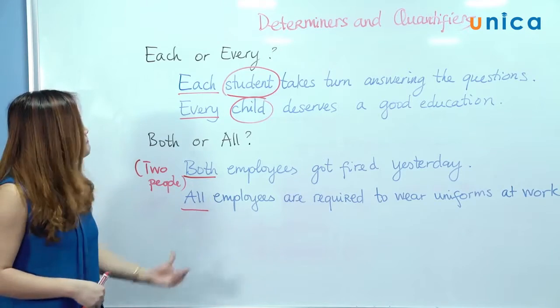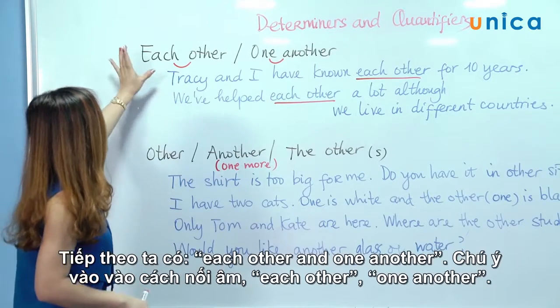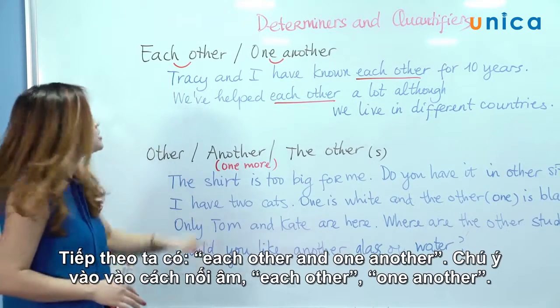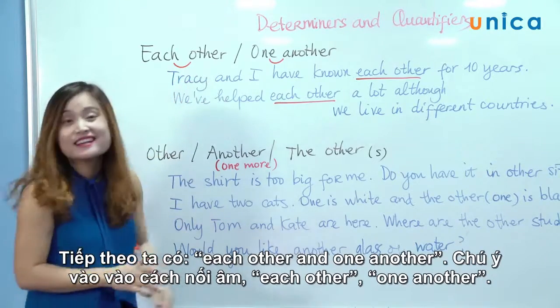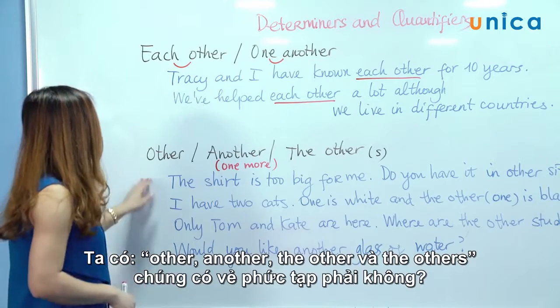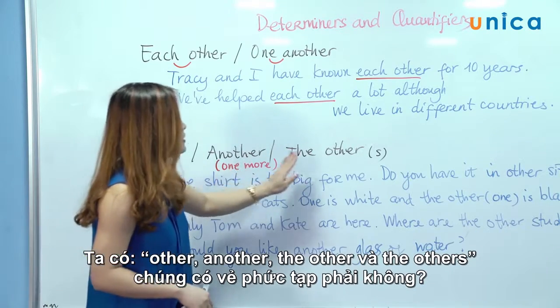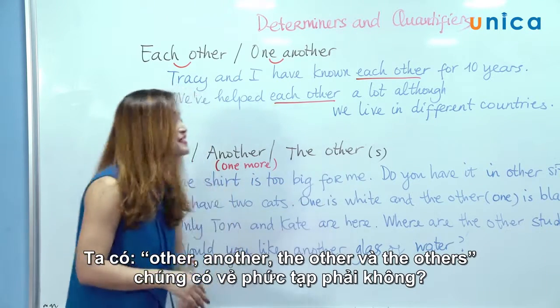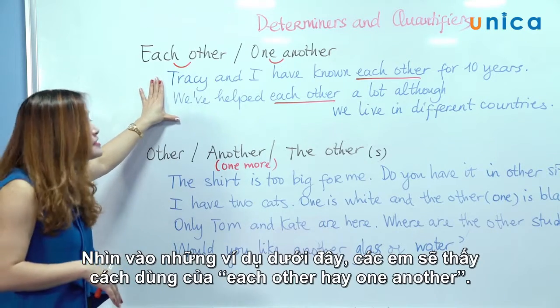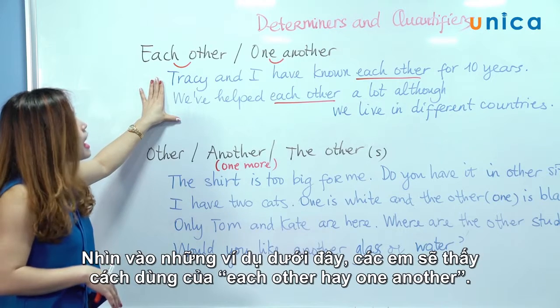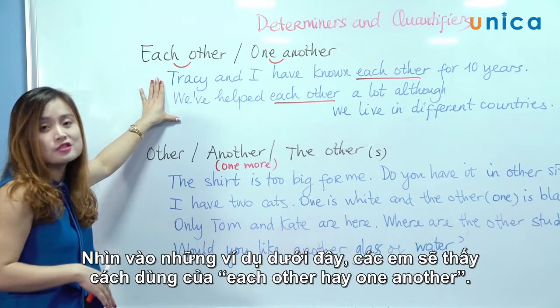Alright, so next we have each other and one another. Pay attention to the pronunciation and the linking sound: each other, one another, one another. And we also have other, another, the other, and the others. Okay, so they sound complicated, right? However, please have a look at the examples, and you will see how each other and one another are used.